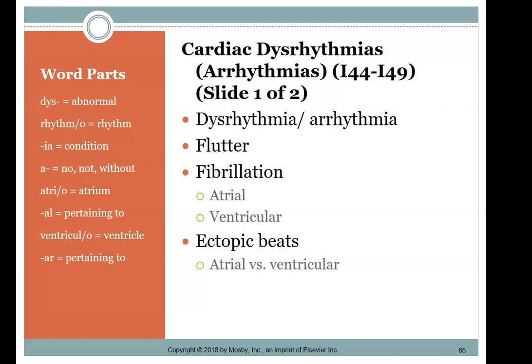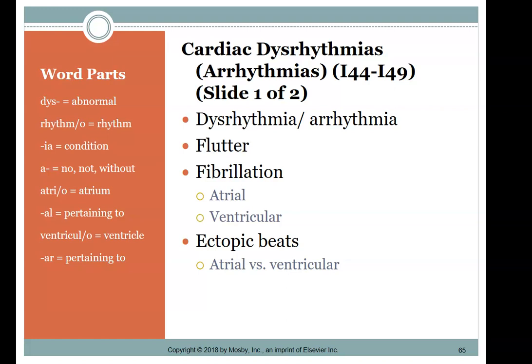A dysrhythmia or an arrhythmia is an abnormal heartbeat. They both mean the same. Flutter is extremely rapid but regular heartbeats. They're usually between 250 to 350 beats per minute. Atrial flutter is extremely rapid but regular atrial rhythm.